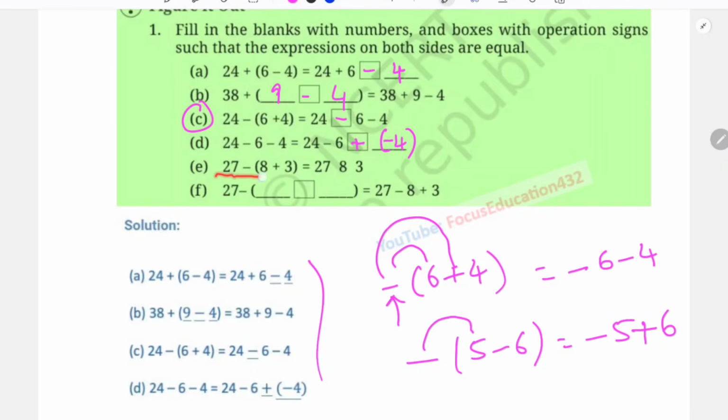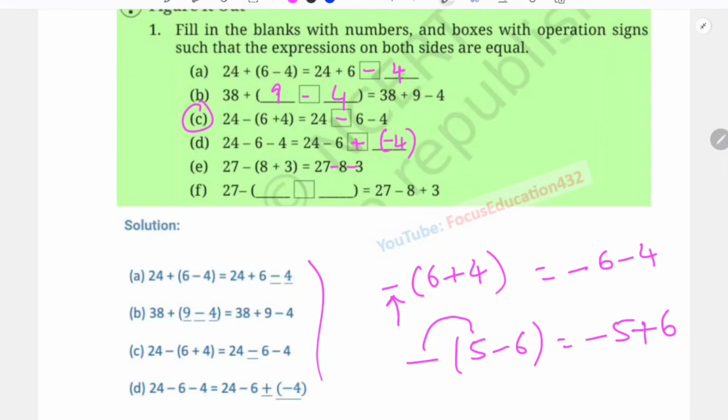Then 27 minus of 8 plus 3, the same example as here. Outside the bracket we have a minus sign. Inside the bracket both are positive values. Positive values means both become minus, because the minus will change them. So 27 minus 8 minus 3. Clear? Very clearly we have seen that if there is a minus sign outside, inside both plus become both minus.